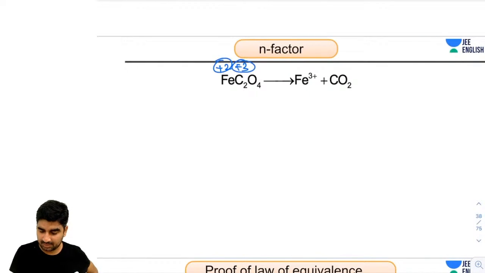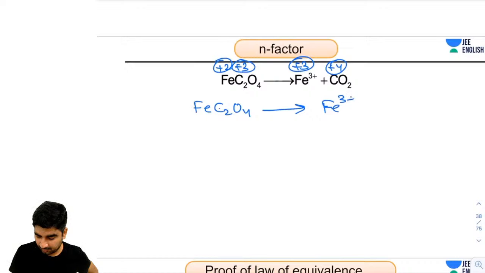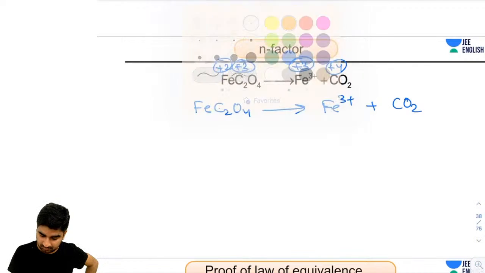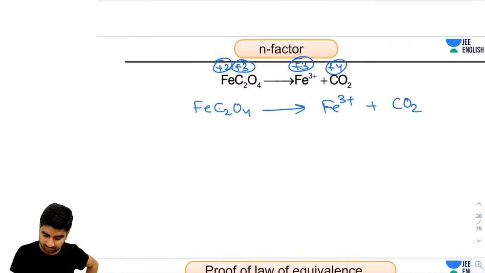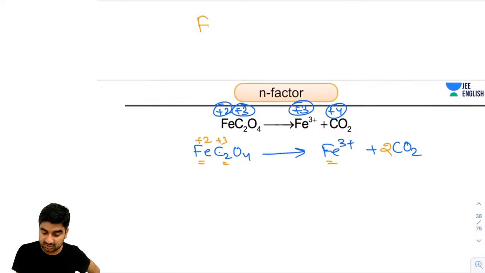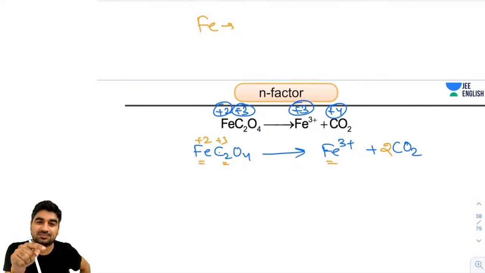+2, +3, +4. +2, +3. So just balance the iron, one iron, two carbon, two CO2. Just check how many electrons are changing their place, because in this compound more than one atoms are oxidized. And if they are oxidized, guys, now what will happen now?